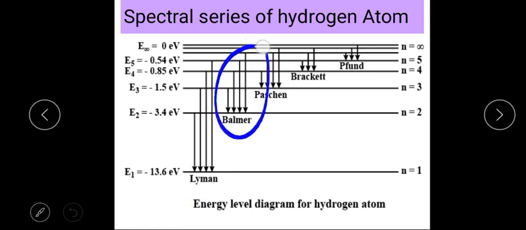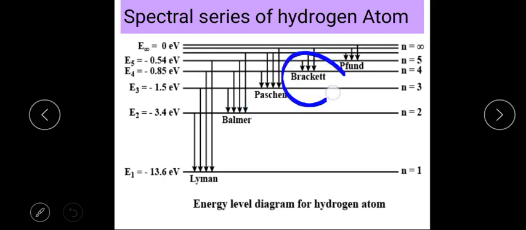Then come to the Balmer series. When the electron makes a transition from a higher energy state and comes to the n equal to 2 state, then you will get the Balmer series. Each line has a specific wavelength. Similarly, in the Paschen series, the electron comes from a higher energy state to the n equal to 3 state, that is from n equal to 4, 5, and so on to n equal to 3.